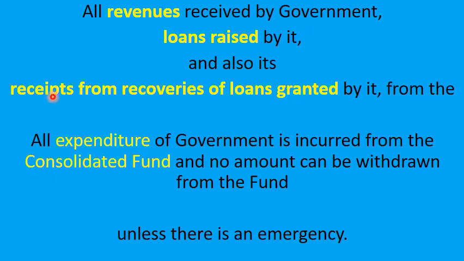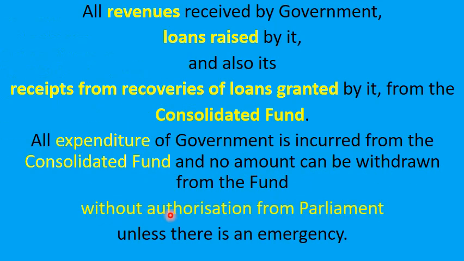All revenues received by government, loans raised by it, and also its receipts from recoveries of loans granted by it form the consolidated fund. All expenditure of government is incurred from the consolidated fund, and no amount can be withdrawn from the fund without authorization from Parliament unless there is an emergency. So Parliament's authorization is of utmost significance for any expenditure. This you must remember.